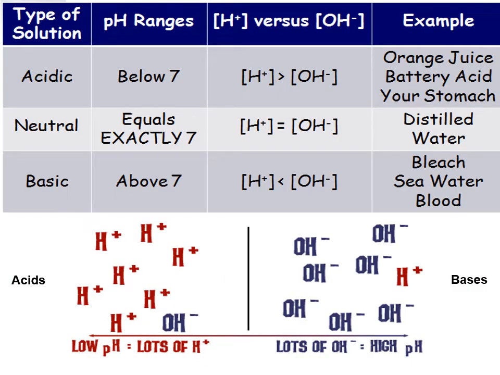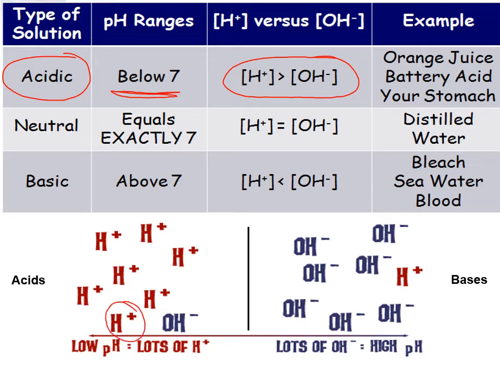And so we've got 3 types of solutions: acidic, neutral, basic. You do need to know this table. I would copy this table down. Acidic solutions are acids. Their pH is below 7, and they have more hydrogen ions than hydroxide ions. Some examples. And so here's a picture down here. Acids have lots of H plus, and just a little bit of OH ions in solution.